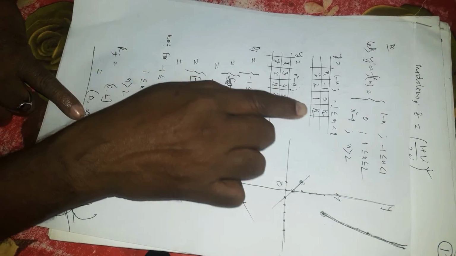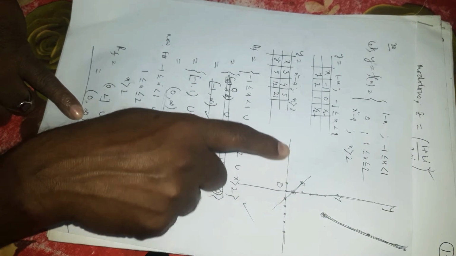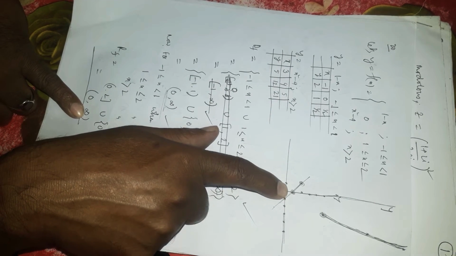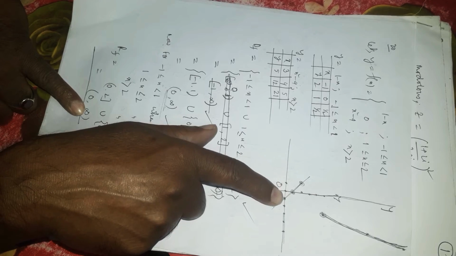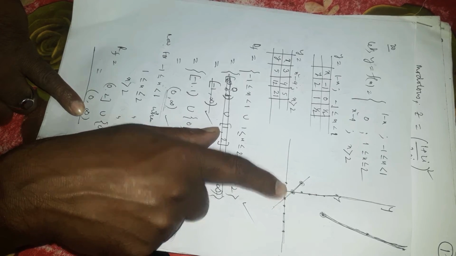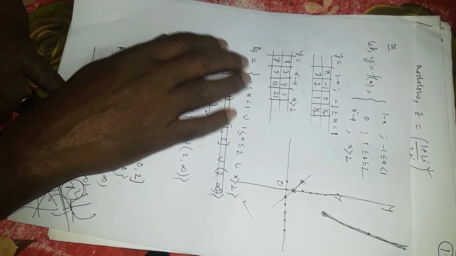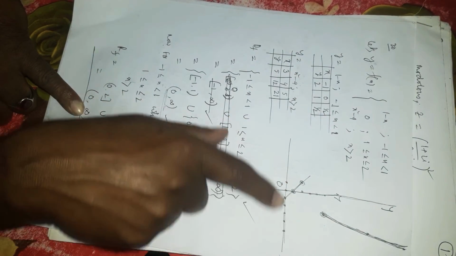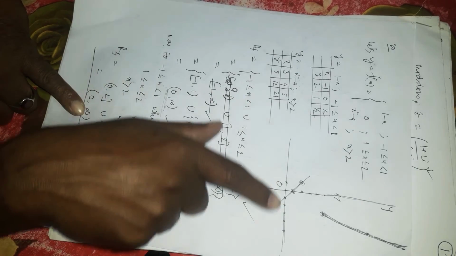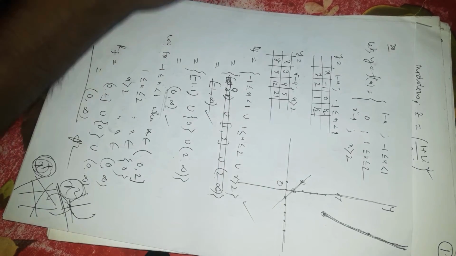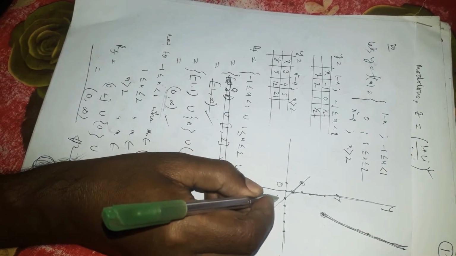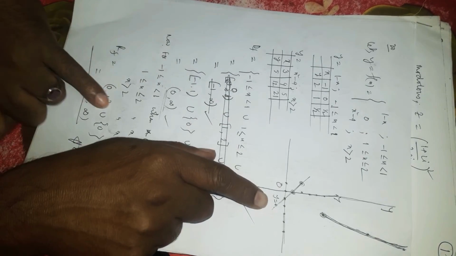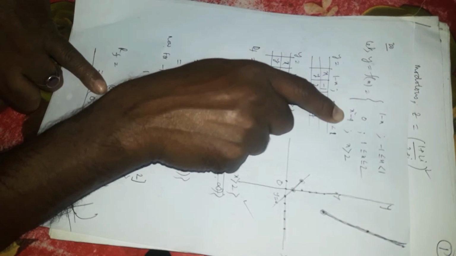And for half, that means 1 and 1. This is the point. Okay, fine. Lastly, y equals 0 is the axis. Y equals 0 means on the x-axis.